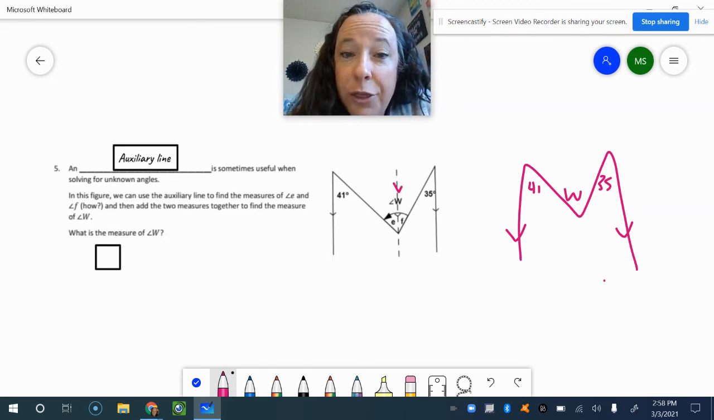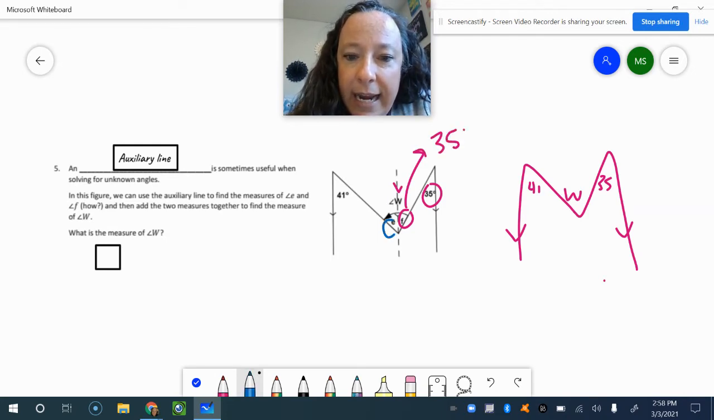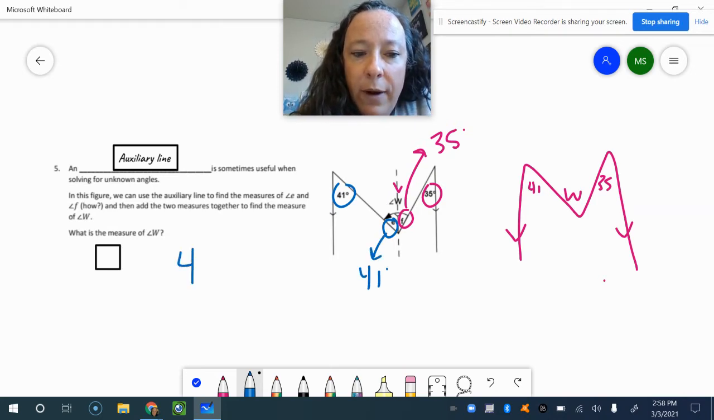So you've created a third parallel line, and we can use our parallel line information and transversal information to get this, because F and 35 are alternate interior angles, so F would also be 35. And then E and F are alternate interior angles, so E would be 41. So angle W, that whole thing, would be 41 plus 35.